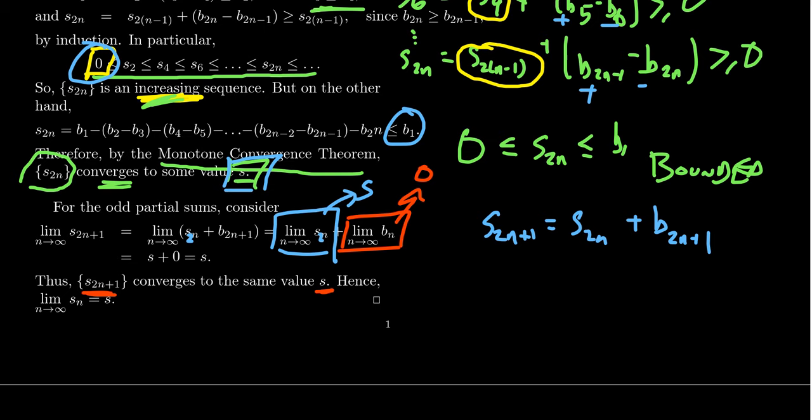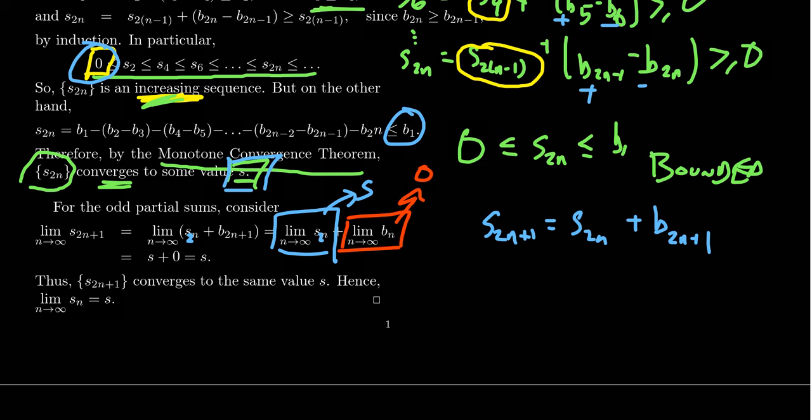We've already determined that the even partial sums converge towards S. So when we merge these two odd and even partial sums together, we see that the entire sequence of partial sums converges towards S. And as the series is the limit of the partial sum sequence, we see that our series is convergent. And so this shows us that the alternating series test does guarantee convergence here.